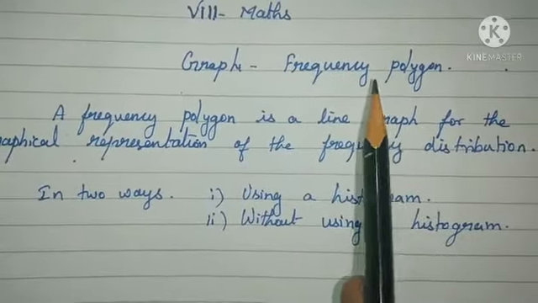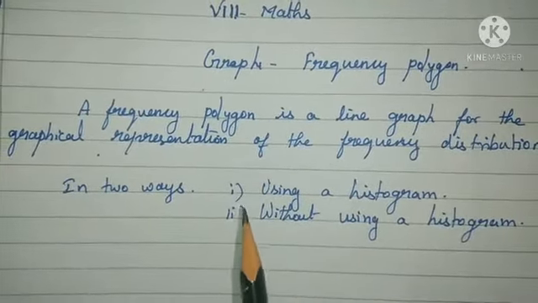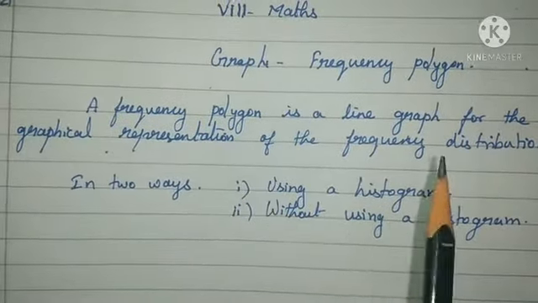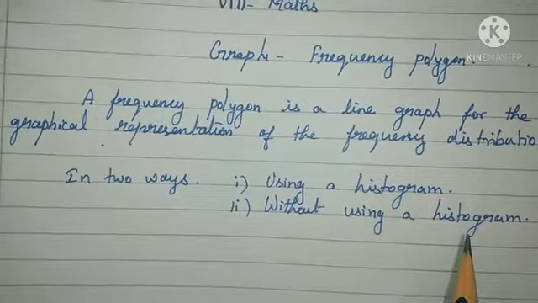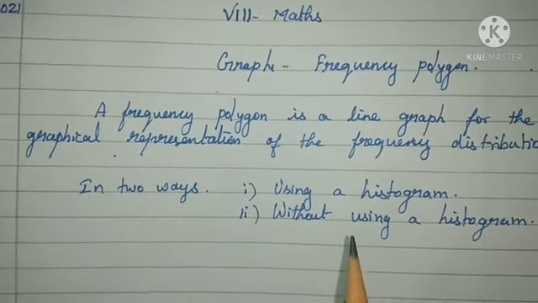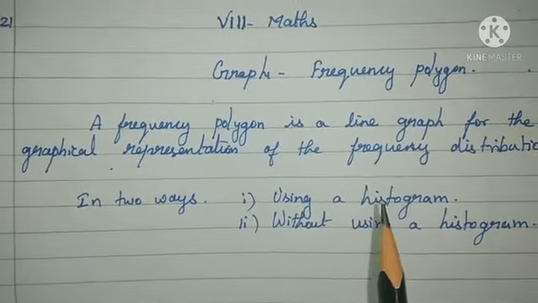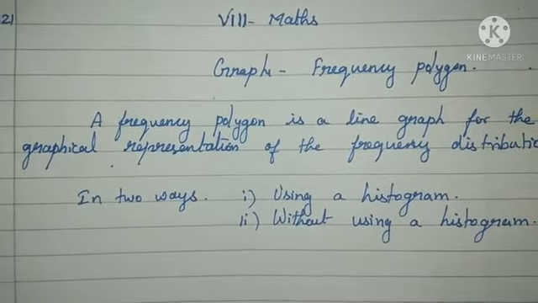This frequency polygon can be constructed in two ways. The first one is using a histogram, and the second method to construct the frequency polygon is without using the histogram. Let's see from Exercise 6.2 how to construct the frequency polygon using a histogram and without using a histogram.